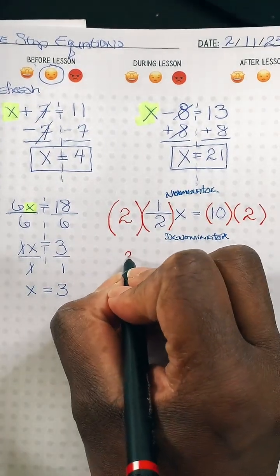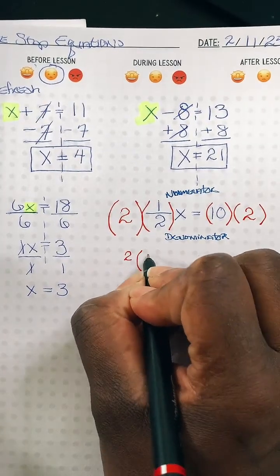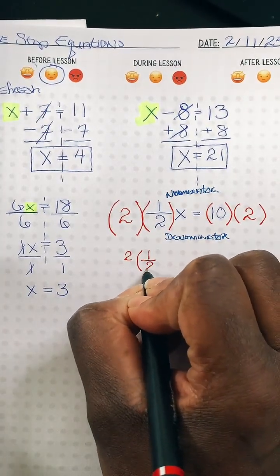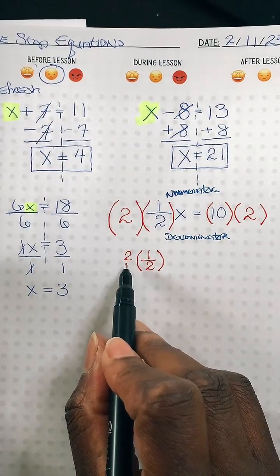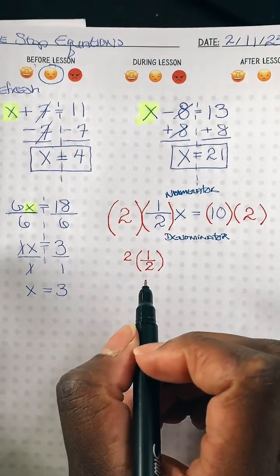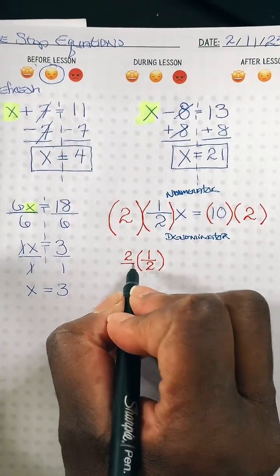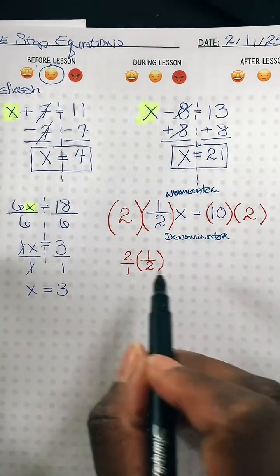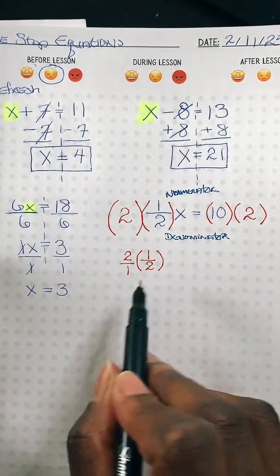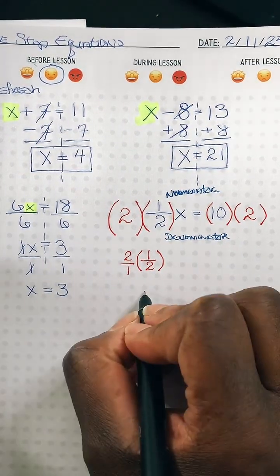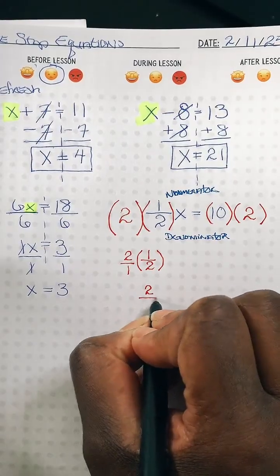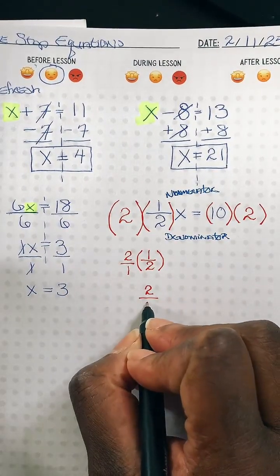So now this is what's happening. You have 2 being multiplied by 1/2. 2 is a whole number. If I can put that 2 over 1, I can multiply the numerators, multiply the denominators. So 2 times 1, that gives me 2. 1 times 2, yep, same 2.